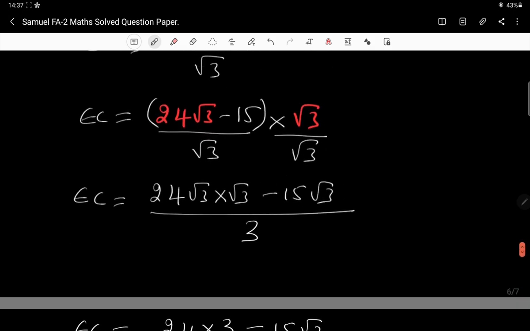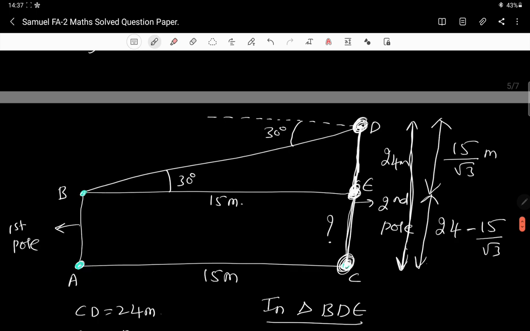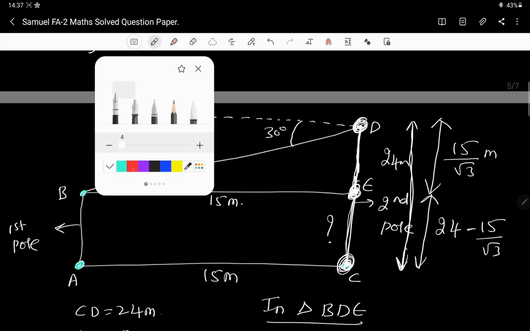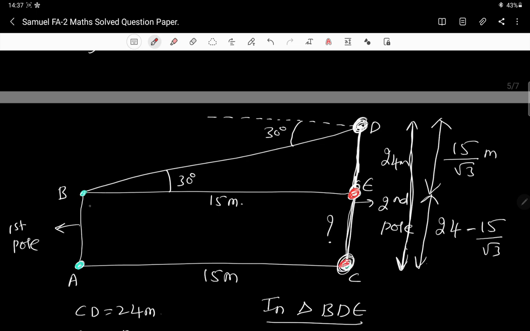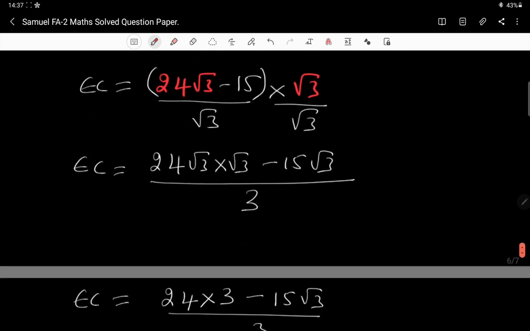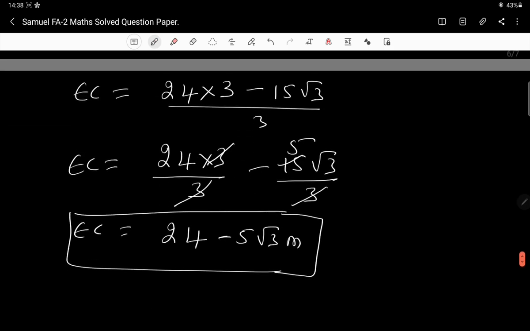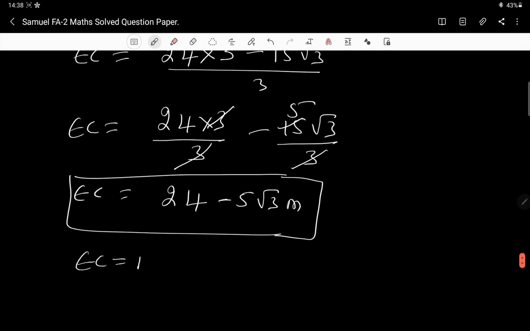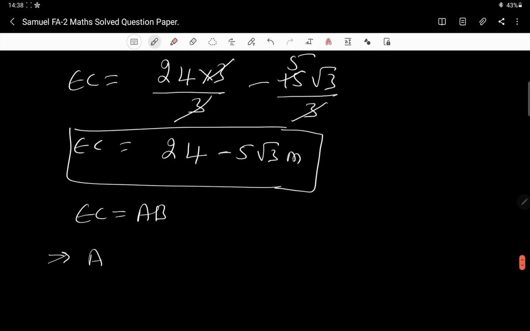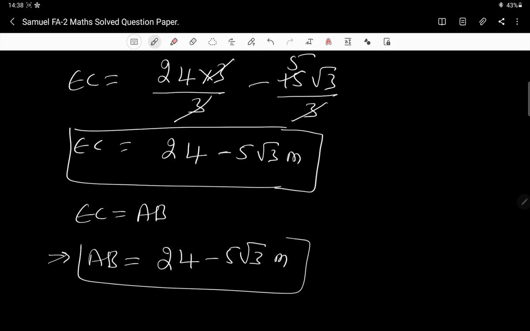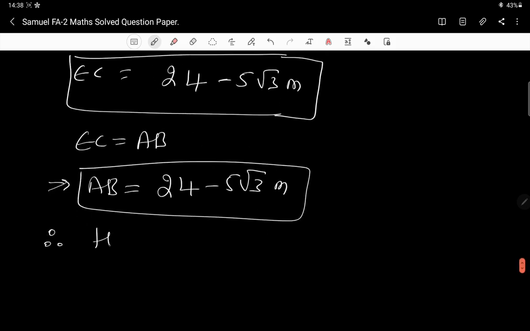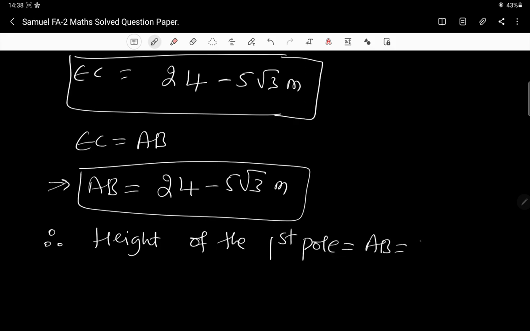So this is the answer. I mean, EC is there, no? So this EC, whatever EC we have here, E to C, the same is the value of BA or AB. So I am going to mention that also. So that EC is equal to AB. So therefore, I am going to write AB is equal to 24 minus 5 root 3 meter. Alright, so therefore I'll mention, height of the first pole is equal to AB is equal to 24 minus 5 root 3 meter.